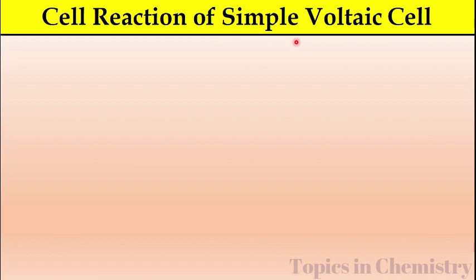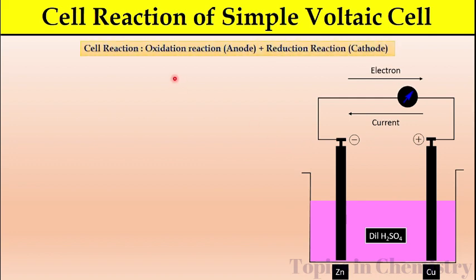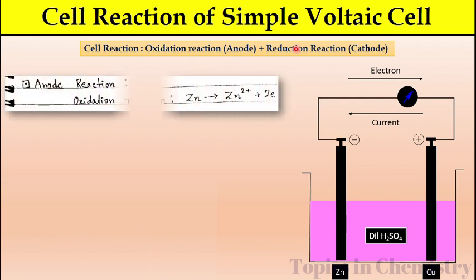Now you have to know the cell reaction of this type of cell. You know that the cell reaction contains one oxidation reaction and another reduction reaction. At the anode oxidation occurs, and at the cathode reduction occurs. So this is the anode reaction, the oxidation reaction. The zinc metal oxidizes to Zn2+ and removes 2 electrons, and that's why it becomes electron rich and negatively charged.